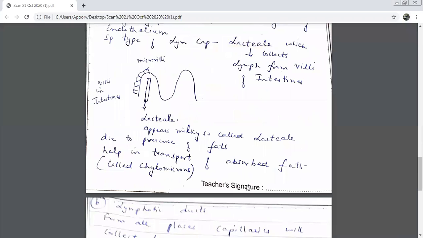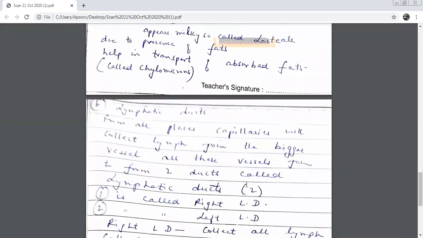Let us move on to the next part now. Lymphatic ducts. From all the places, capillaries will collect the lymph. What was the function of capillaries? See, capillaries have a lot of lymph. They will join to form bigger vessels and form ducts.